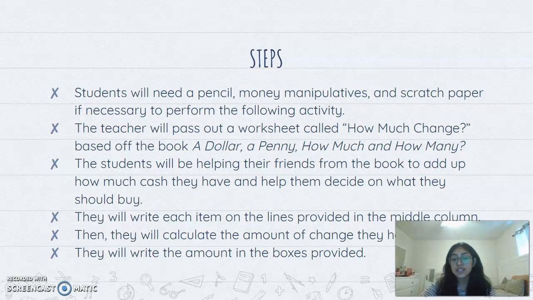They will then write each item on the lines provided in the middle column, and they will calculate the amount of change they have left. They will write the amount in the boxes provided.